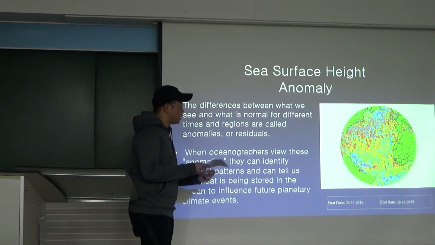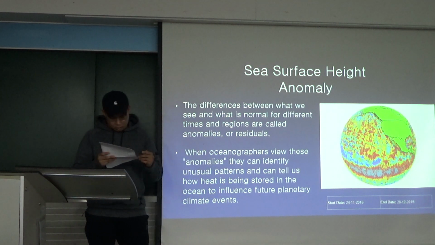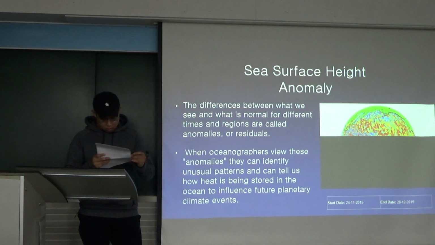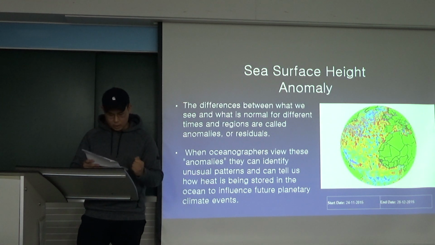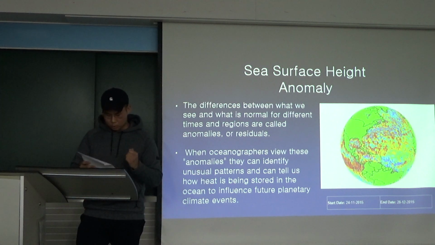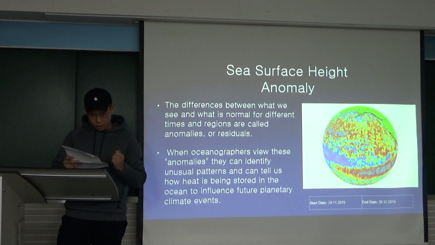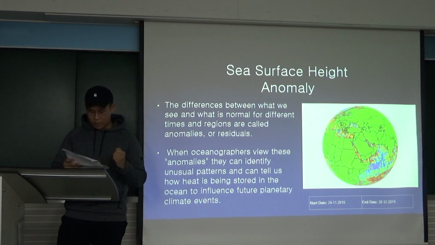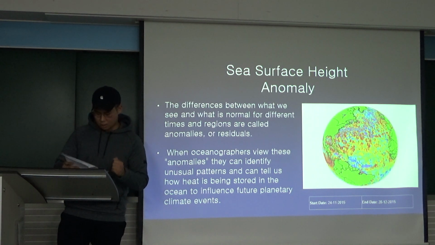This figure shows sea surface height anomaly. The difference between what we see and what is normal for different times and regions is called anomaly. When oceanographers view these anomalies, they can identify unusual patterns and can tell us how heat is being stored in the ocean to influence future planetary climate change.